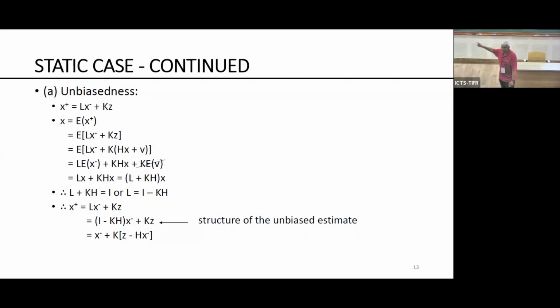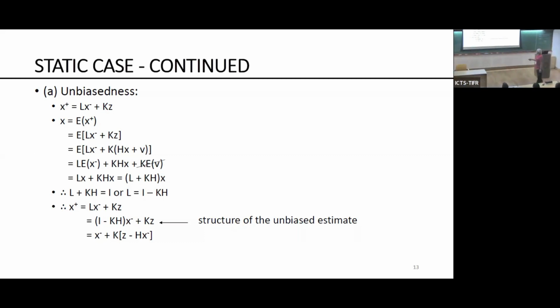In my case, I didn't say Z, I had X. That means I'm assuming my observations of the state themselves are directly measurable. Everybody? That's the simplest possible case. That condition essentially leads to L must be equal to I minus KH, B is equal to 1 minus A. Substitute. So this structure is beautiful. This is the structure that underlies the Kalman filter.